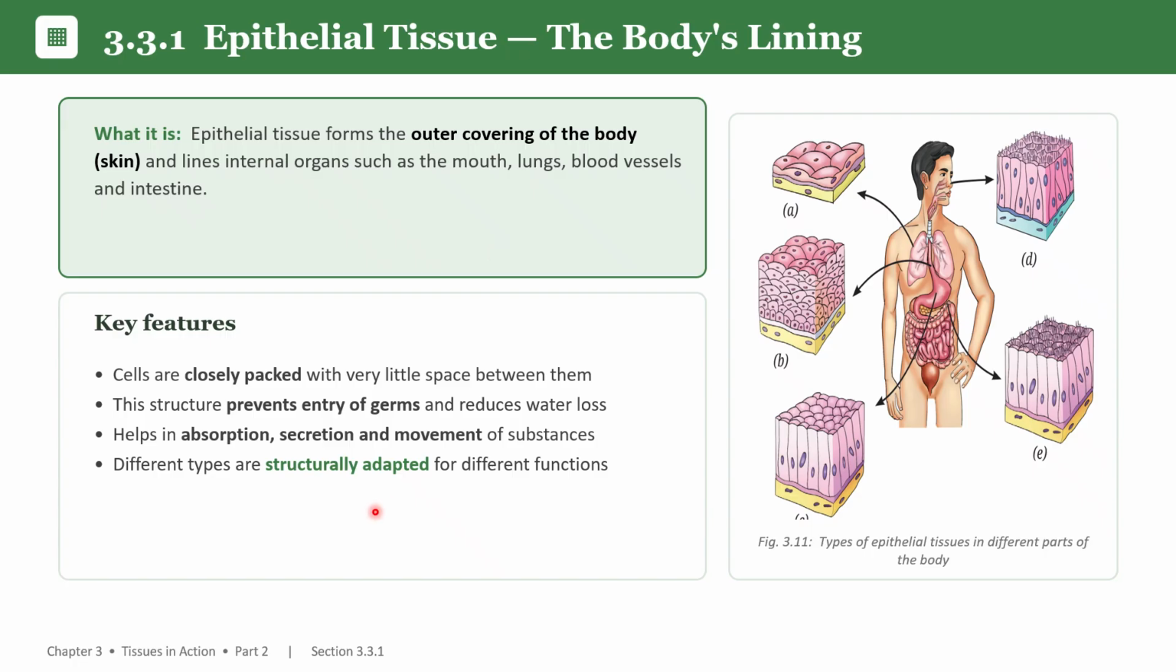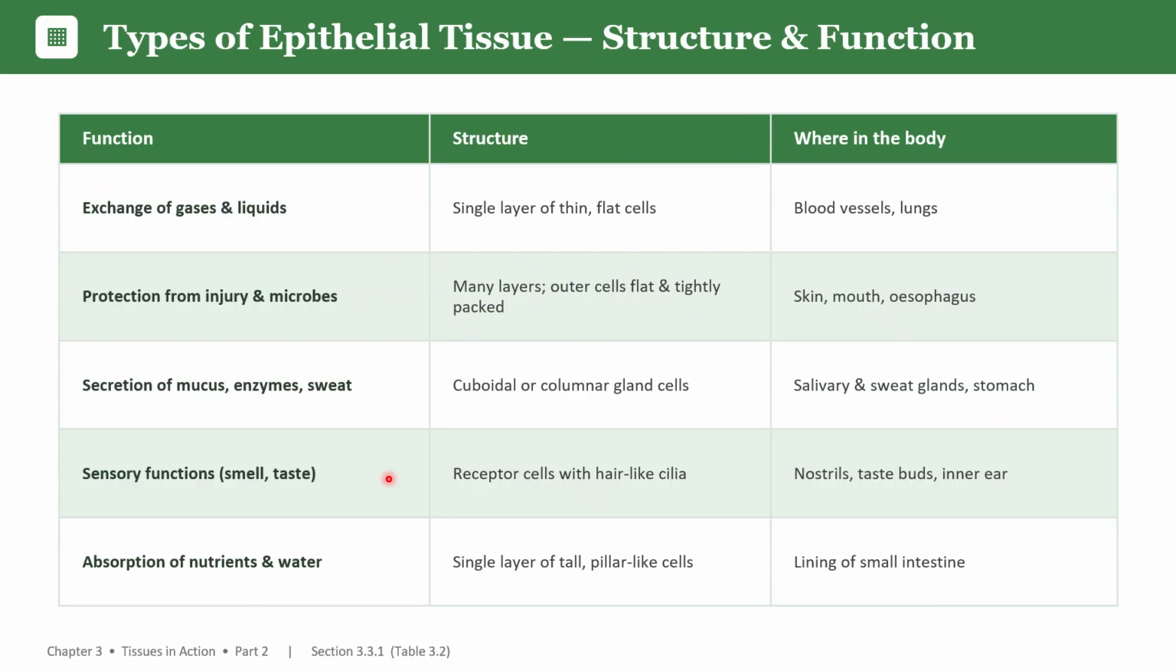Besides protection, these epithelial tissues also perform absorption, secretion, movement of substances, and also exchange of gases. Different epithelial tissues have different shapes depending on the work they perform. Just think, why don't germs easily enter our body through healthy skin? Because epithelial cells fit together like tightly arranged bricks. That's why germs cannot enter our body.